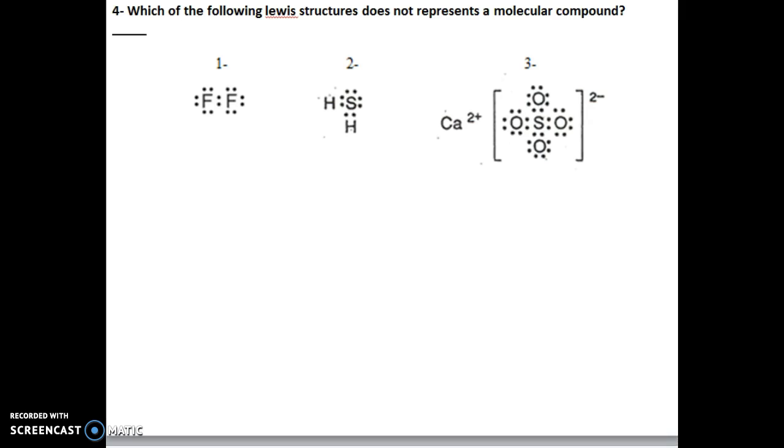Lastly, which of the following Lewis structures does not represent a molecular compound? Please, please, please remember, molecular means covalent. There are no metals in that structure. So molecular must be covalent. But it's asking which does not represent a molecular compound. Well, if we look here, we see that there's no metals there, so that's molecular. We see that there is no metals here. That can't be it. So lo and behold, metal, non-metal, and that's your answer.